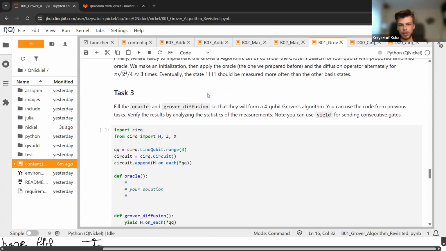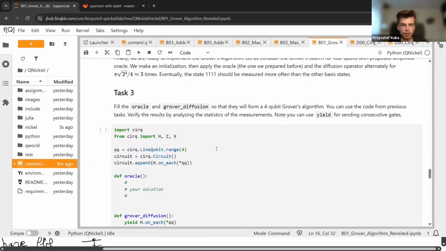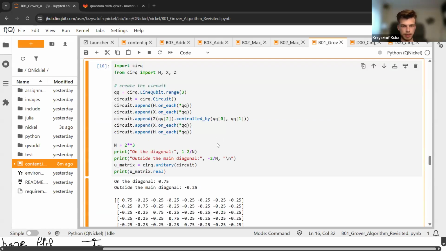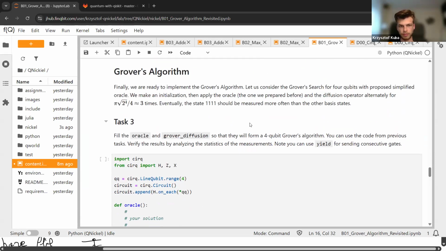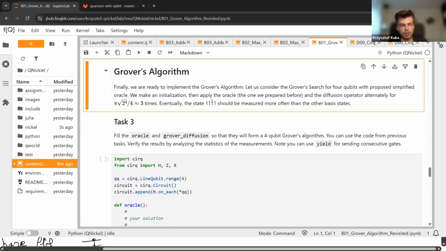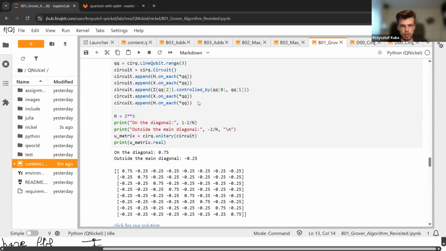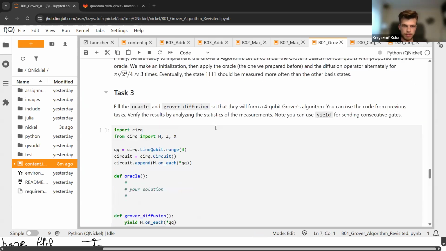Your task right now is to combine all of the pieces you had earlier. The oracle, which will search for the state 1, 1, 1, 1, and the Grover diffusion operator, which is simply this circuit here. You can actually try to copy and paste the code, and maybe we'll do it in the meantime.